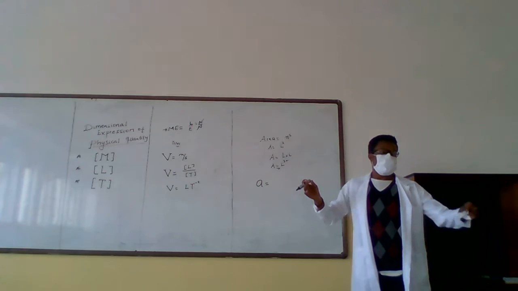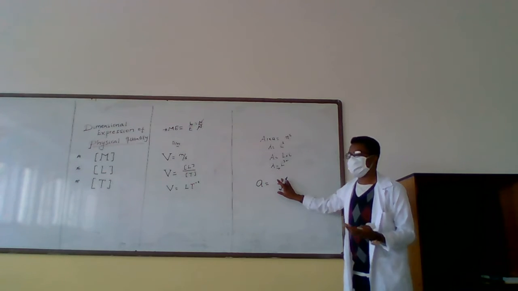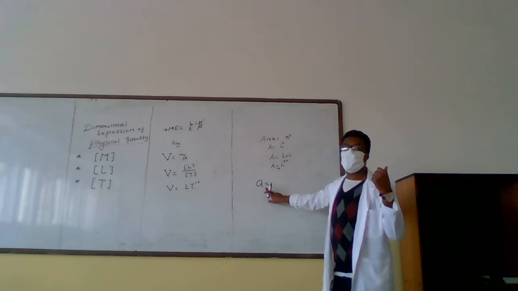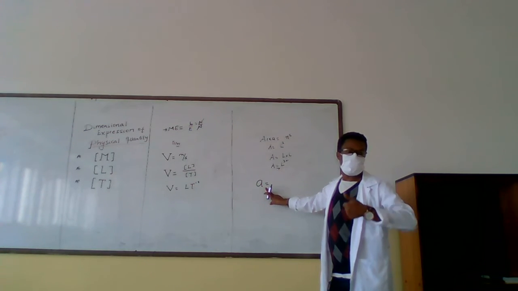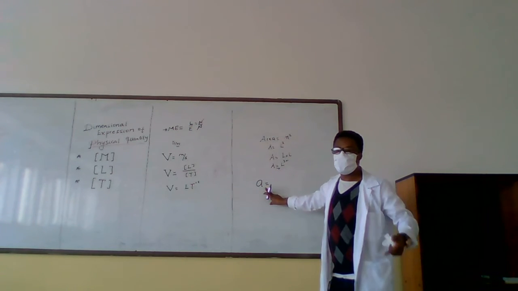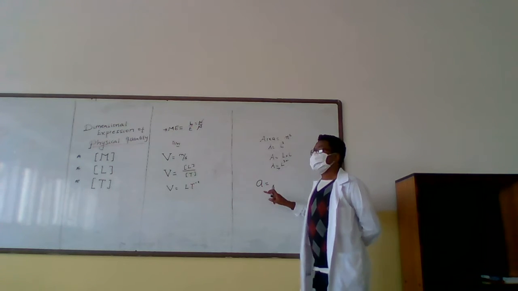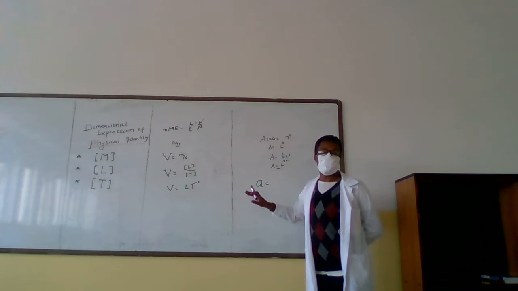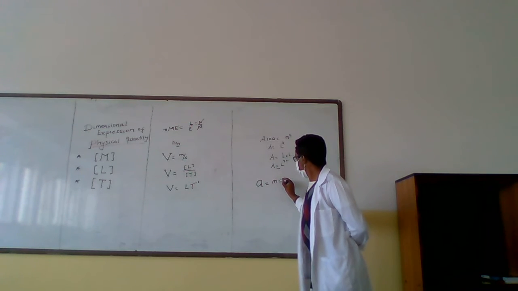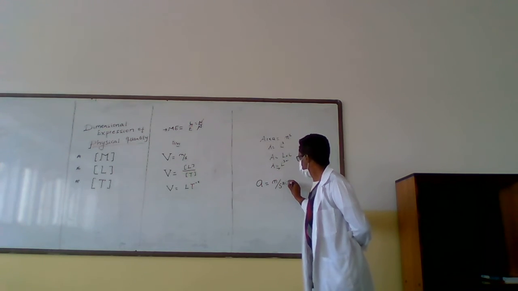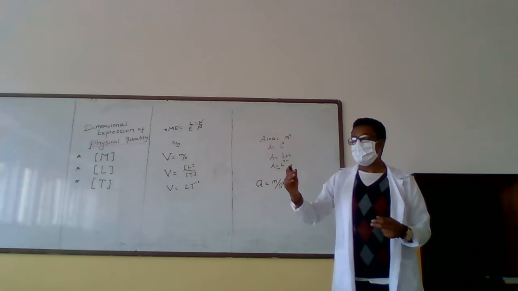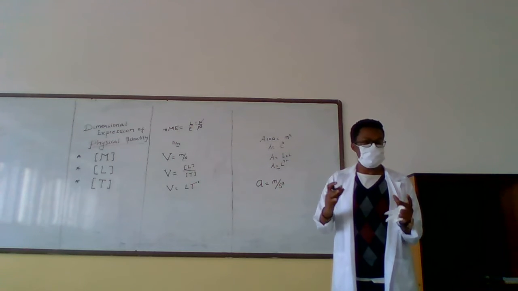So when you want to find out the dimension of any physical quantity, just find the units. What is the unit of acceleration? The unit of acceleration is meter per second squared. Acceleration tells us how fast a body moves, or the rate of change of its speed.